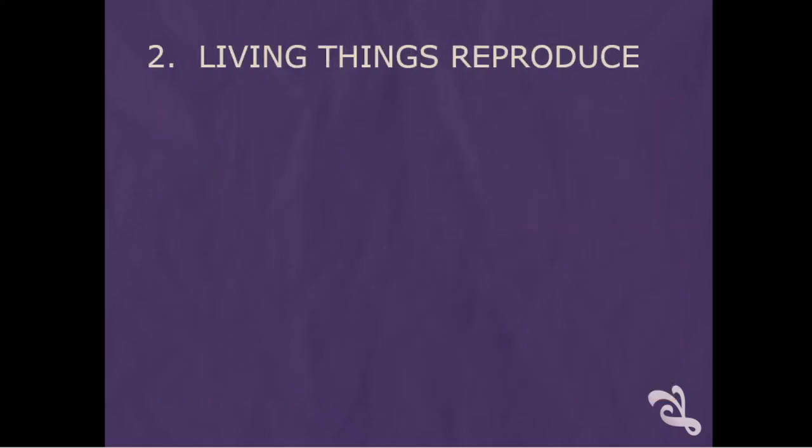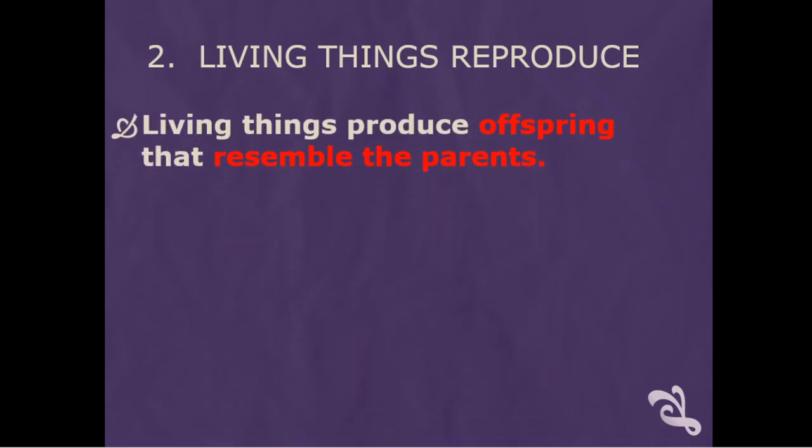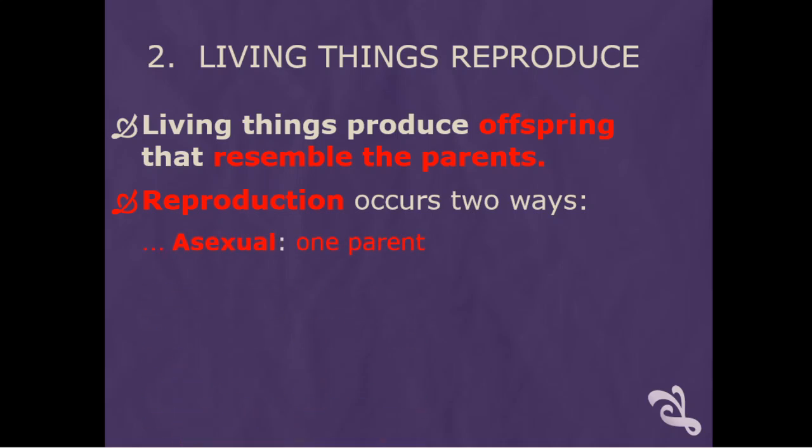Okay, how about living things reproduce, our second criteria. So what does that mean? Living things produce offspring that resemble the parents. Not that they look completely different from the parents, they actually resemble the parents, just like all of us. Reproduction can occur in 2 ways. So there's 2 ways to have reproduction. You have asexual, which means there's one parent, which actually happens a lot in bacteria, where it is one and it splits into 2.